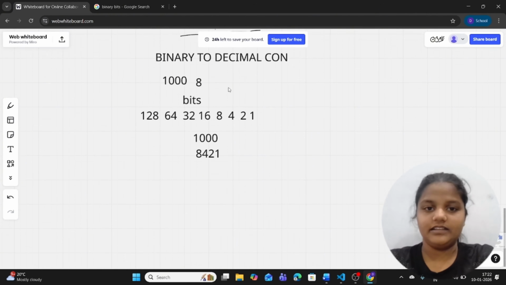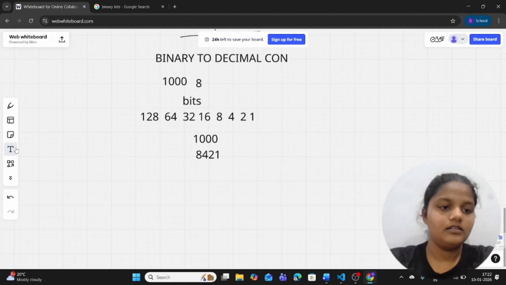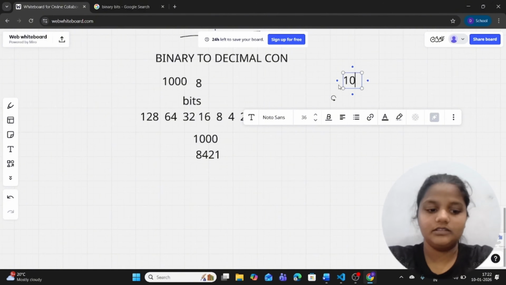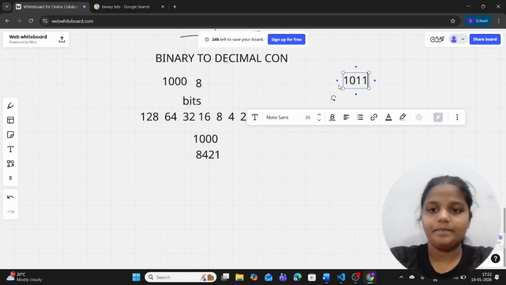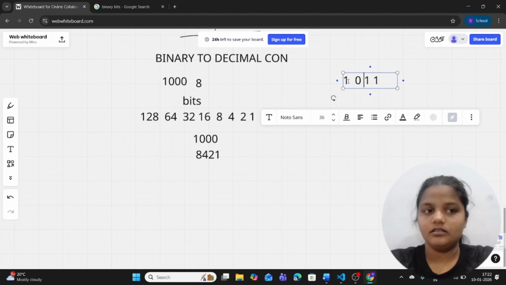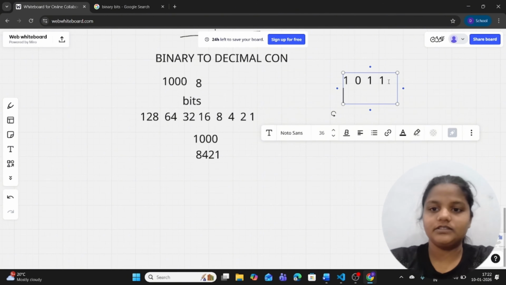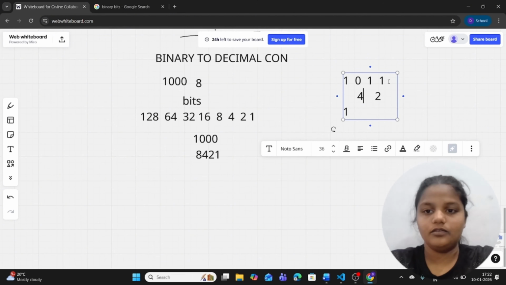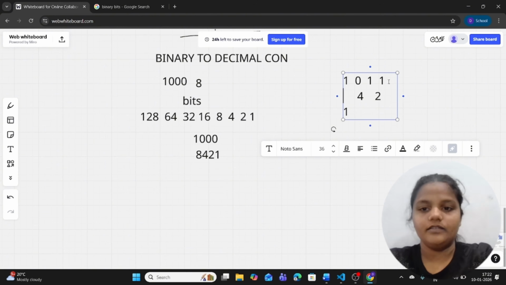Don't get confused. We will see another example. See, I'm taking one random binary number, 1011. So we should now calculate the decimal number. So what is our first bit? First bit is 1. Then we have 2. Then we have 4. Then we have 8. Right?